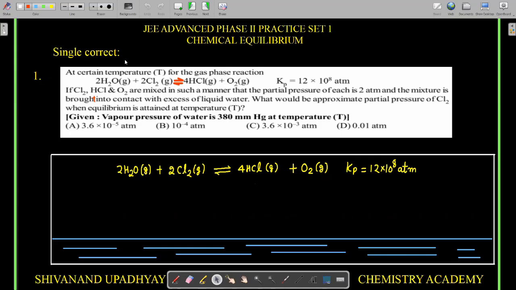Question number one is single correct. Let me read this question. This is one of the best questions of chemical equilibrium, which is based on how to solve a problem when the equilibrium constant is very large. So let me read out the problem.